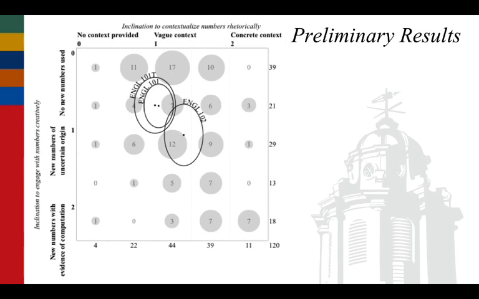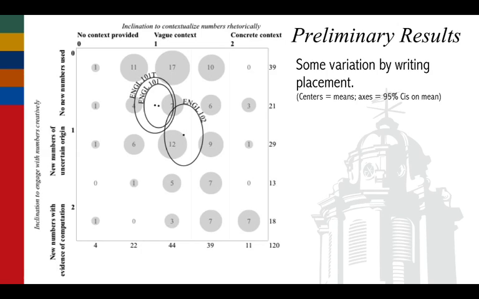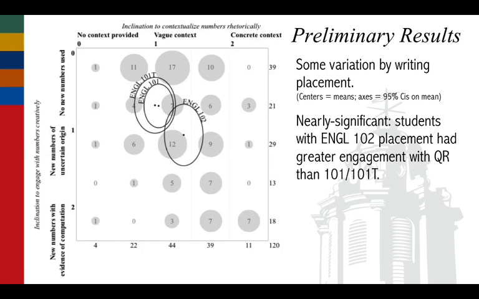There was a little bit more significant, although not at the 95% level, difference between students' writing placement being English 102 versus 101 or Target 101. The 102 students had, it seems, nearly significantly more ability to reason contextually with numbers and a little bit more of the creative engagement with numbers in there as well.